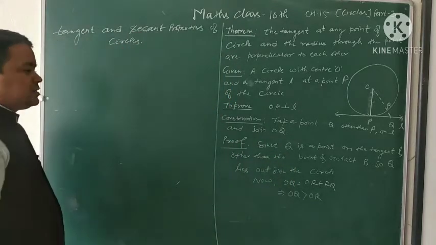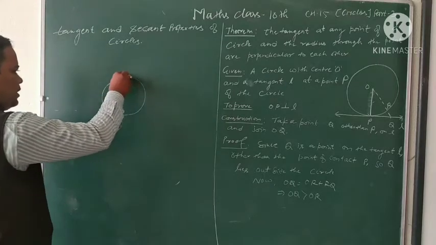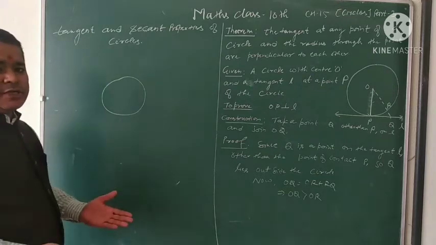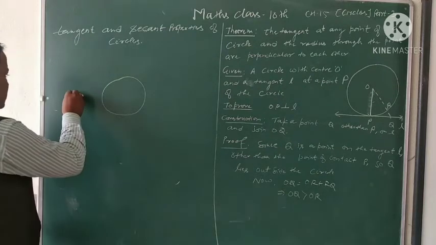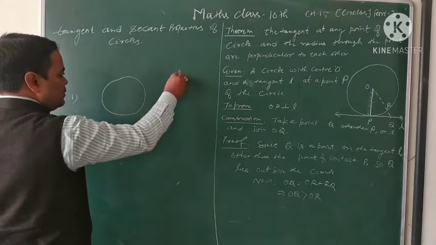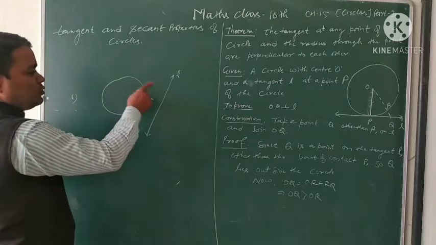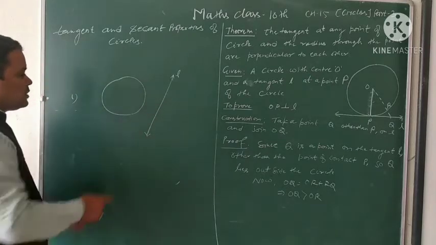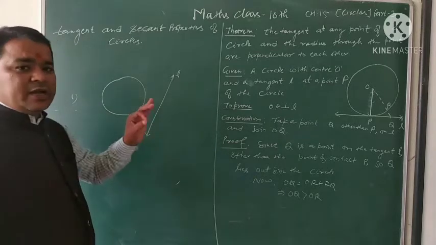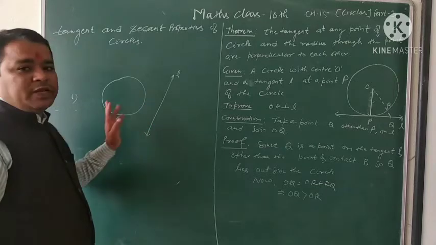The three conditions are that if we have a circle, then how many possibilities are possible? Look here, we can make a line like this. Here, line L is outside the circle. It means the line and the circle have no point which is common to both.